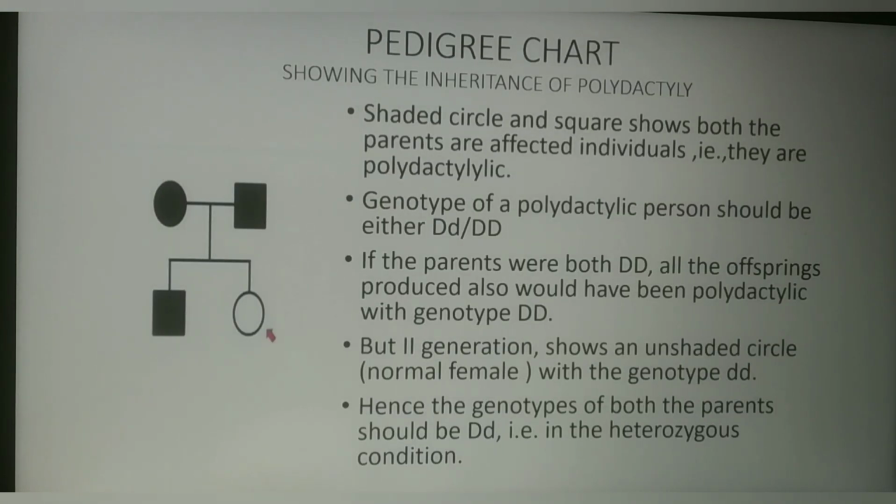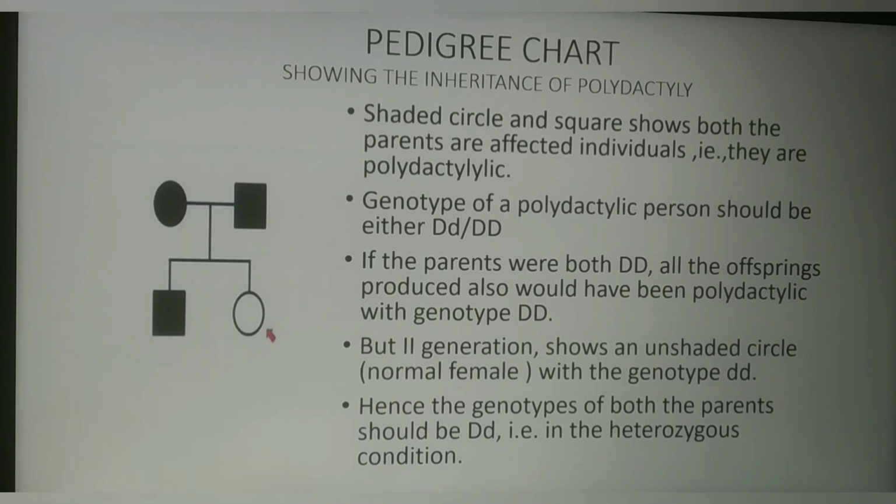Then this is a pedigree chart. The first pedigree chart which we have seen, the same thing I have taken here. It shows the inheritance of polydactyly. Here you can see the shaded circle and the square show both the parents are affected. That is, they are both polydactylic. So both the parents are polydactylic, and the genotype of such a polydactylic person should be either capital D small d or capital D capital D.